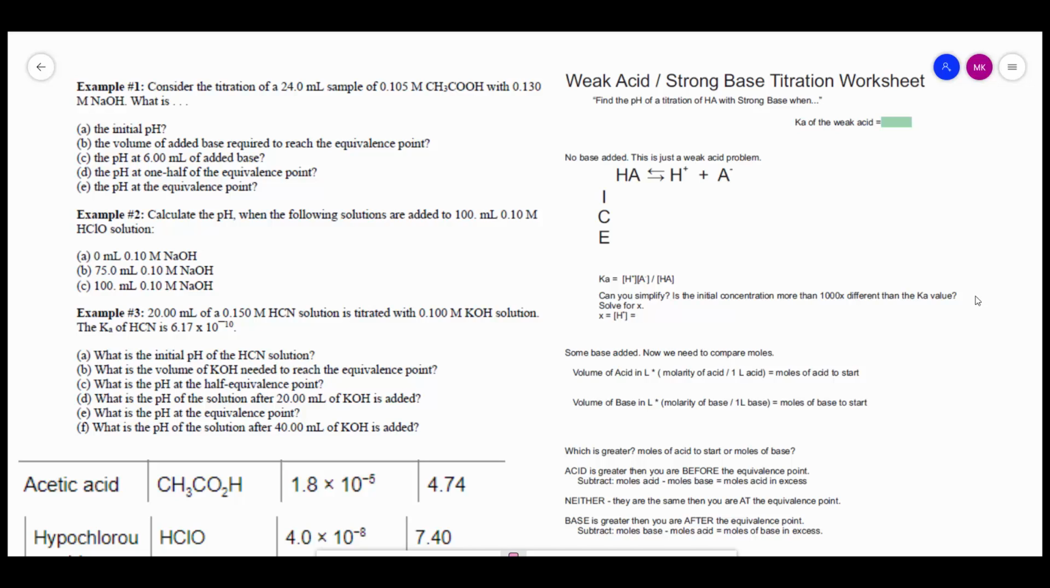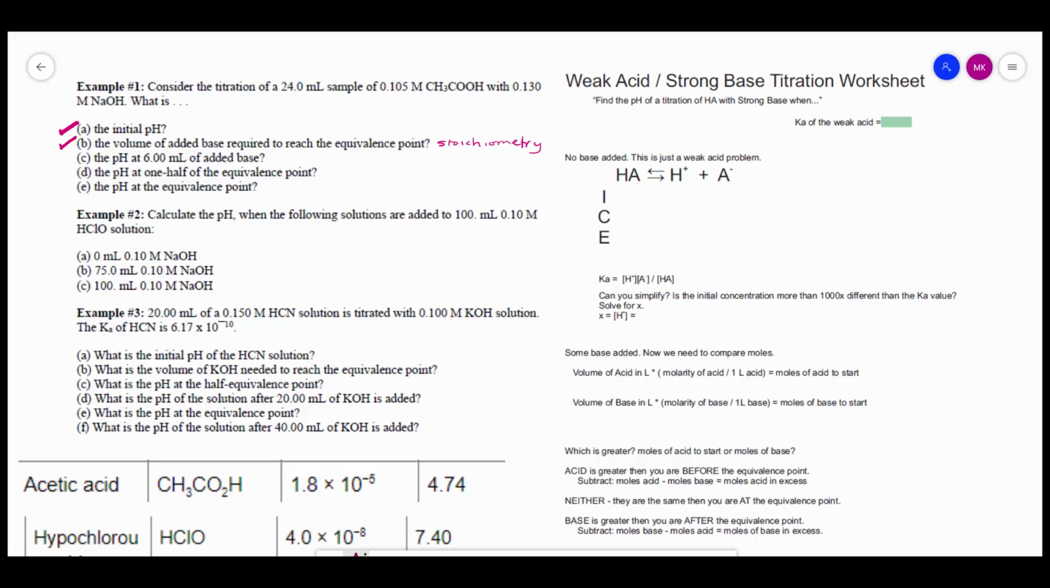We're going to practice some buffer weak acid strong base titration calculations. Now, what I'm going to start with over here, we're going to calculate the initial pH of this acid solution before any base is added. We're going to find the volume of the base required to reach the equivalence point, and these two things are things we have done before. This is simply stoichiometry. Stoichiometry was covered in Chemistry 1.